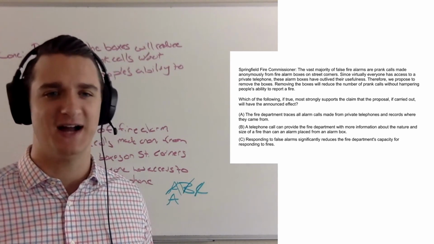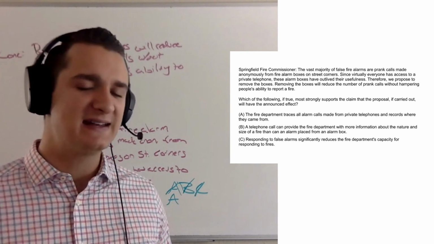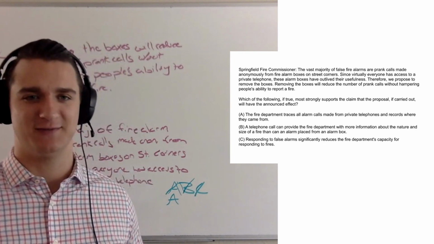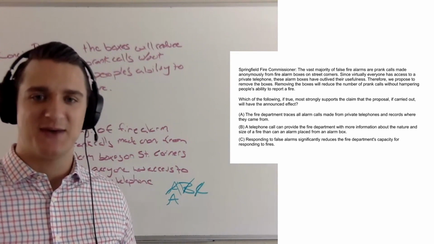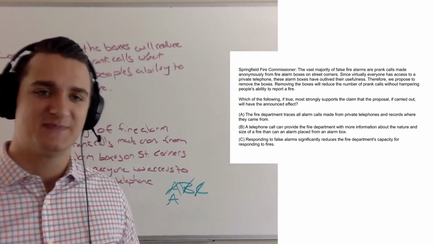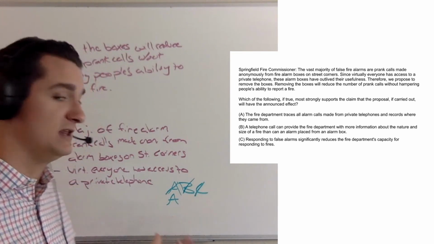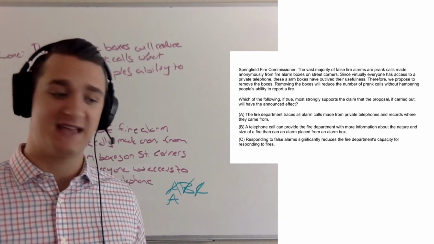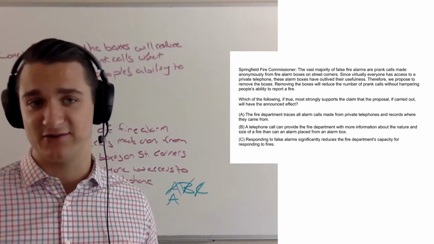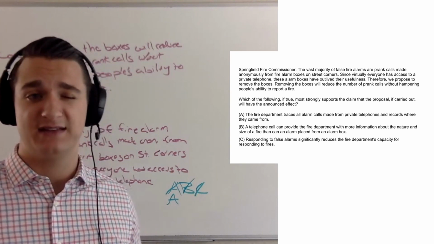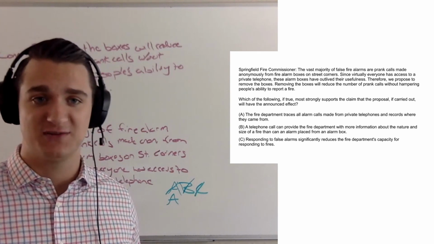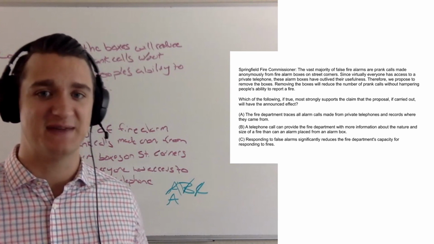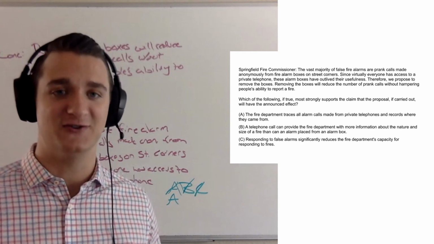This is about the alarm boxes, not about the private telephones. And it's something we see people do a lot on this question: they look at it, and the right answer, A, seems irrelevant. It seems out of scope. The whole passage is about alarm boxes, so why would the right answer be about private telephones?